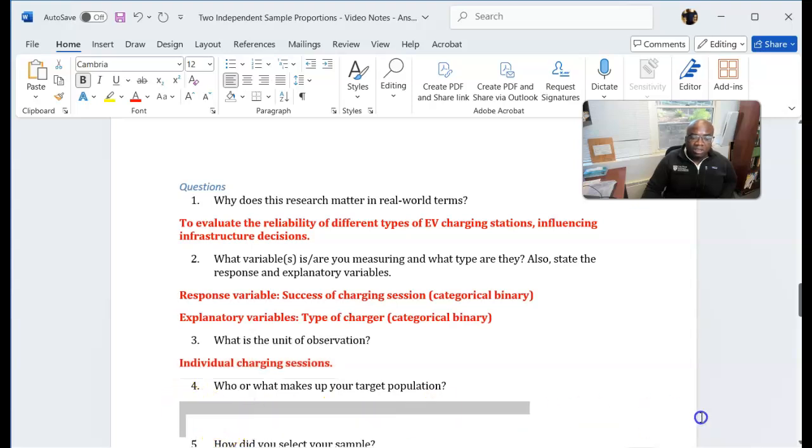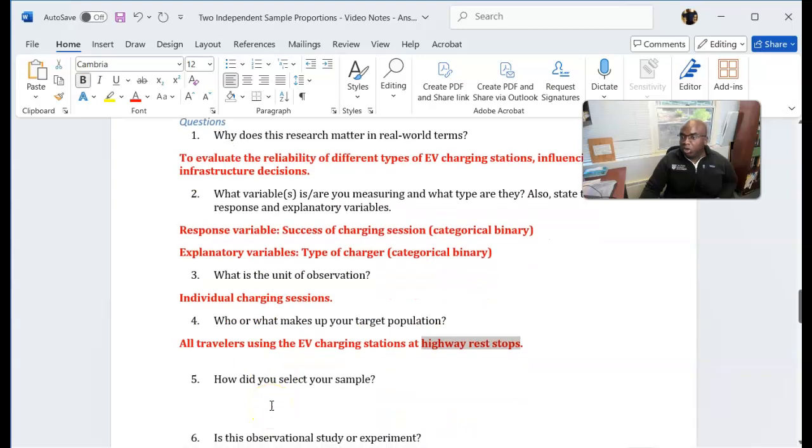All right. So the actual population of interest is going to be all travelers using the EV charging stations at the highway rest stops. Okay, so it's a little long. So it's going to be all the travelers using the EV stations at these rest stops. We're not looking at their homes. We're looking at the rest stops. We're not looking at gas stations with the EV charging stations. You're looking at the travelers.